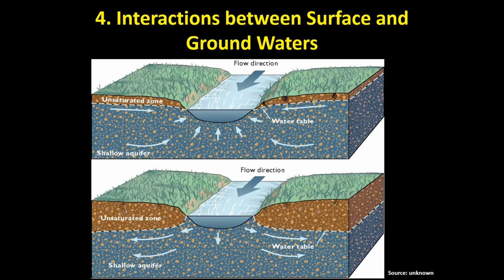So there's a major amount of interaction between surface water and groundwater. When the water table is high, there's a lot of water flowing from groundwater into the surface. And when the precipitation is low, there's a lot of water going from the surface water into the groundwater.